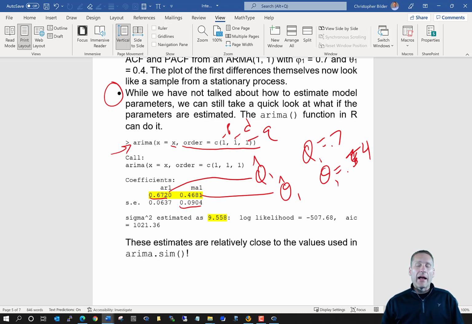Okay, so this is the end of this particular subsection, which basically talks about how we get the I in ARIMA.